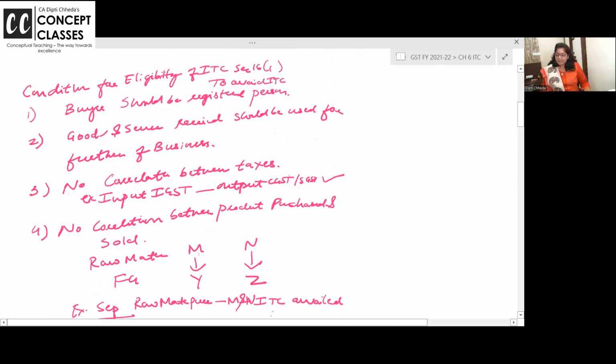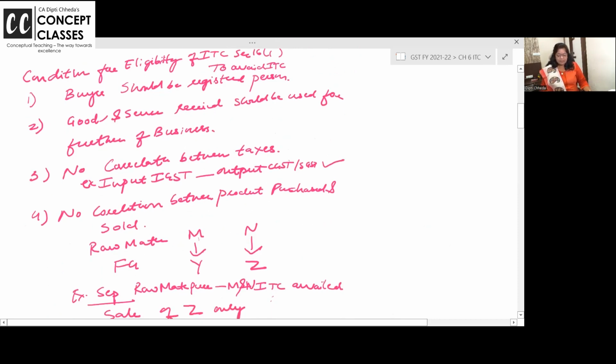The buyer should be a registered person. If you are willing to take ITC, you need to be a registered person. Goods and services on which you are claiming ITC should be received. The invoice has come, but if the goods have not come, you cannot take ITC. Goods should have been received, and services should have been received, to avail the ITC.